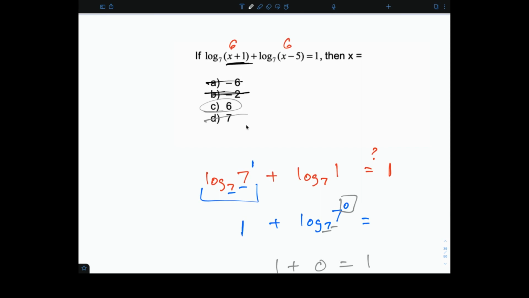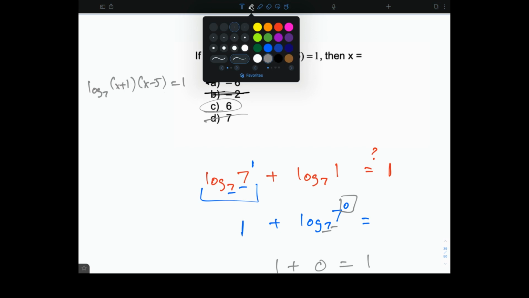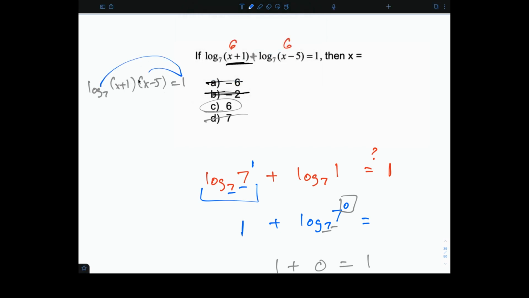And that's it. So even if it's something that looks a little harder than what it's supposed to be, remember, you can always work it backwards with the answer choices. What they're asking you to actually do, addition means that you're going to multiply. So you get log base 7 of x plus 1 times x minus 5 equals 1. And then what we would do is we would claw this. This would give me 7 to the 1 equals x plus 1 times x minus 5. We factor it, get x squared minus 4x minus 5.